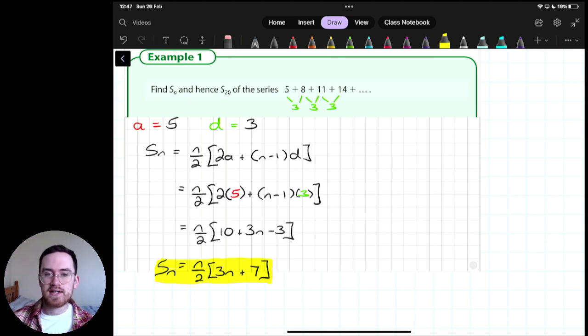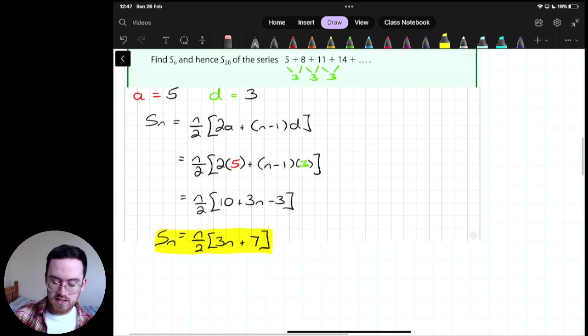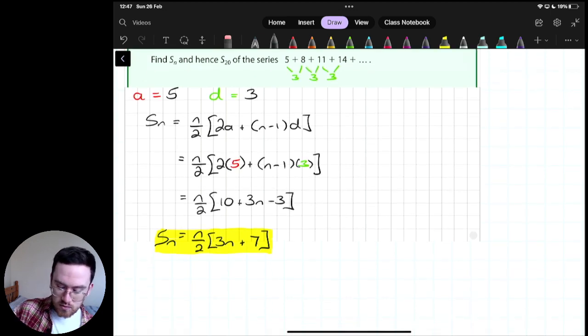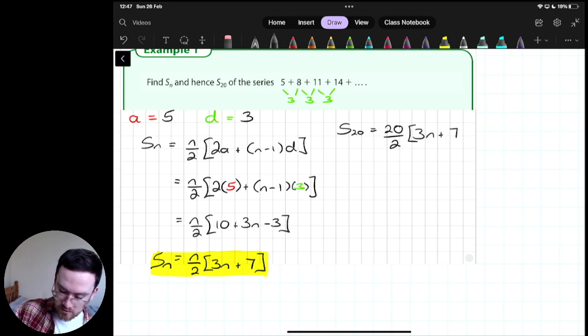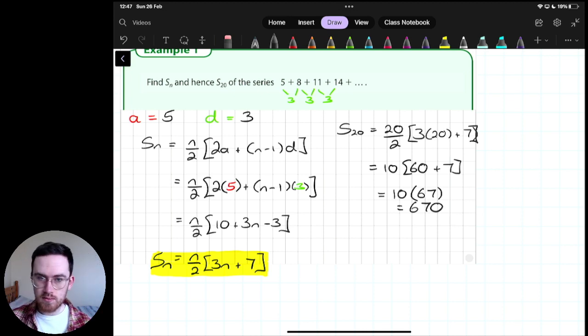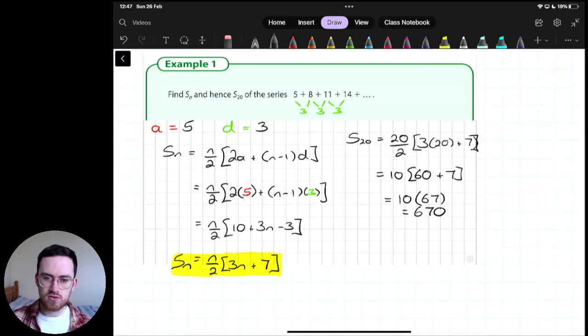So what we're looking for next is S20 of the series. To find S20, we take our formula, and anywhere that we see n, we sub in 20. Okay, following this through, 10 times 60 plus 7, we get 10 times 67, and we get 670. So the sum of the first 20 terms of my series is 670.